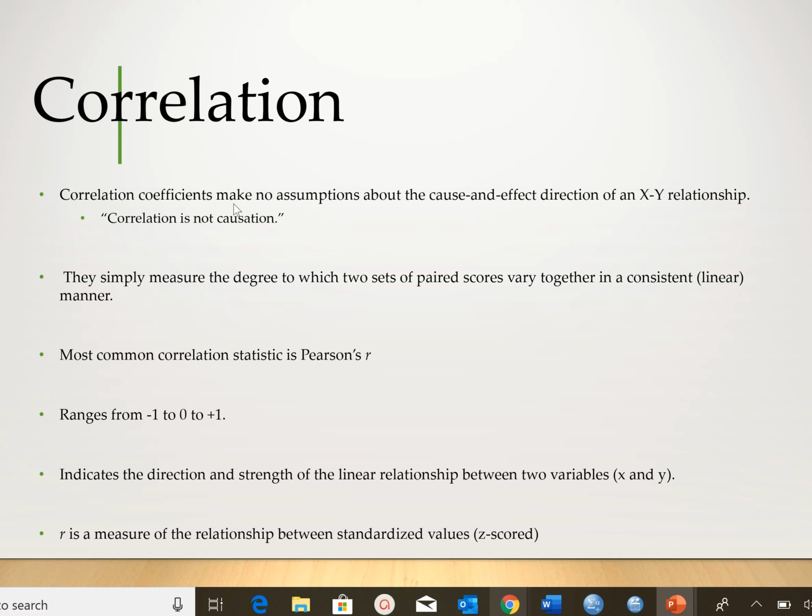Pearson's r ranges from -1 to 0 to +1, where +1 would be the strongest possible positive association between the variables. If variable x increased, variable y would also increase in a perfect linear direction if the correlation was +1. -1 indicates a perfect inverse relationship, or negative relationship as it's sometimes called, between the variables.